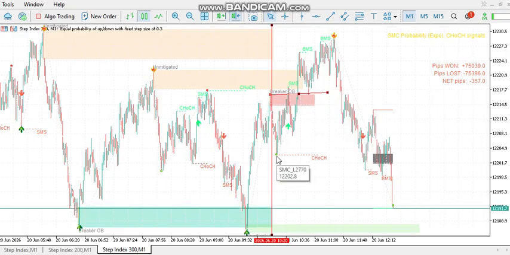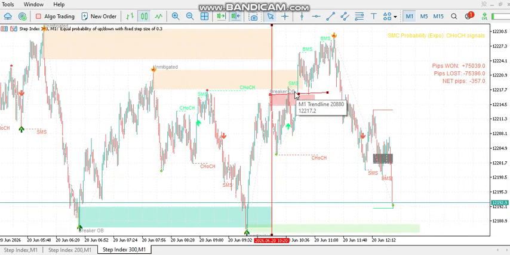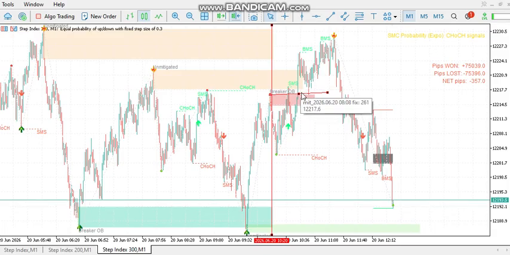Then there is a little pullback. Then we wait for the price to break that particular breaker OB. Once it breaks that breaker OB, then we are good to go. So your entry level will be somewhere around there.